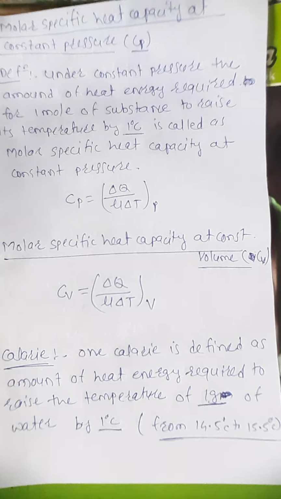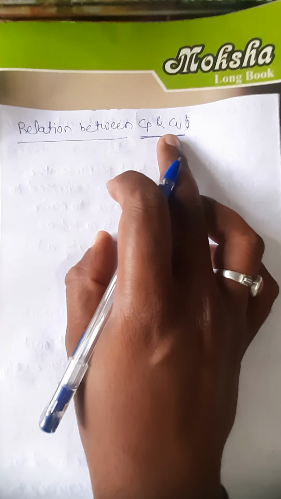Next, we have to find out the relation between the molar specific heat capacity at constant pressure and the molar specific heat capacity at constant volume. The relation between Cp and Cv. Cp means molar specific heat capacity at constant pressure. Cv is molar specific heat capacity at constant volume. What is the relation?